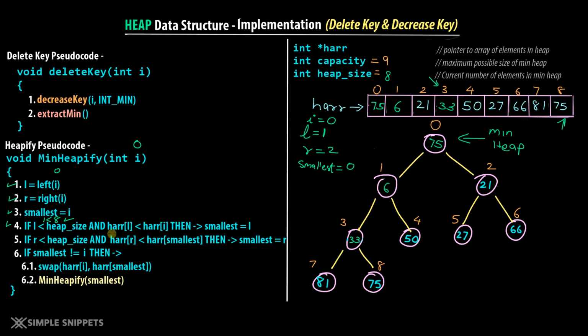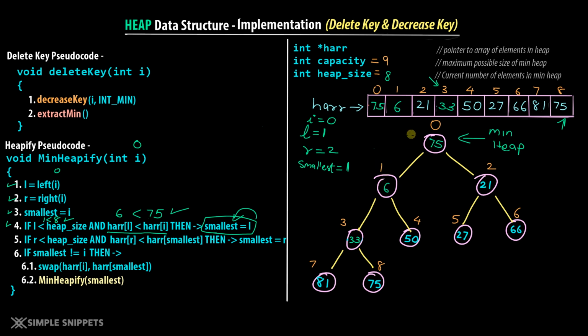Yes. And H array of L is less than H array of I. L is again 1, so H array of 1 is 6. Correct? Is 6 less than H array of I? I is 0, so H array of 0 is 75. Is 6 less than 75? Yes. So the first two conditions are true. Then we say smallest equals index position L. L is 1, so 1 is going to be transferred into the smallest variable. So smallest will become 1. So out of these two, the smallest is index position 1.